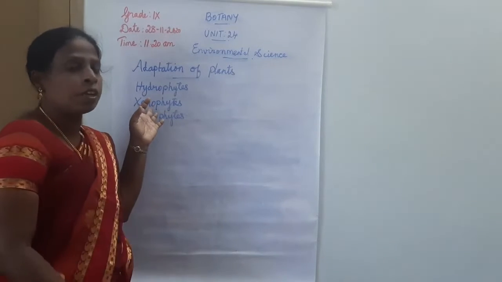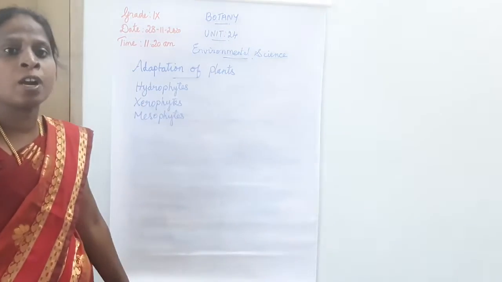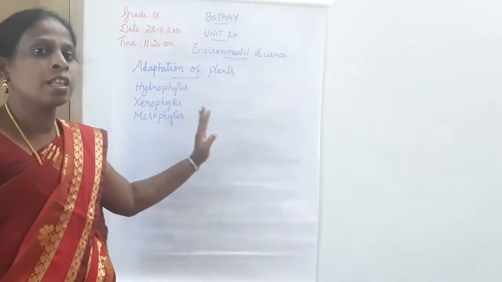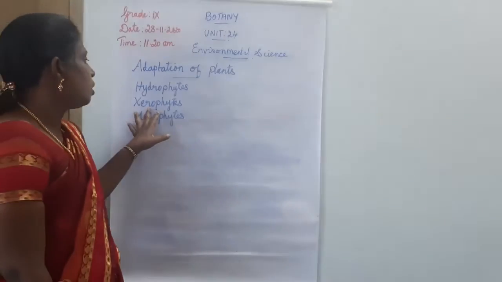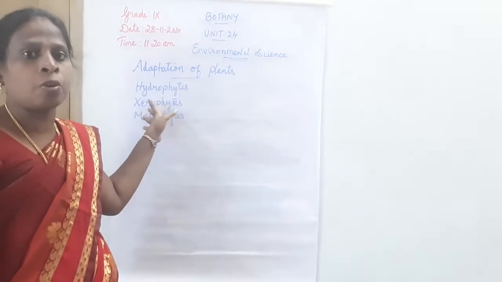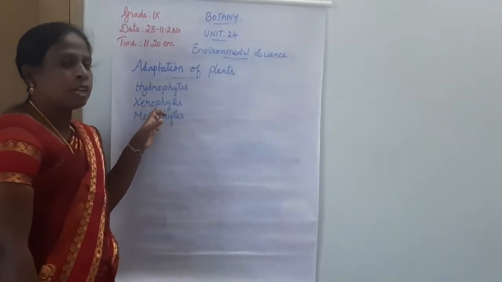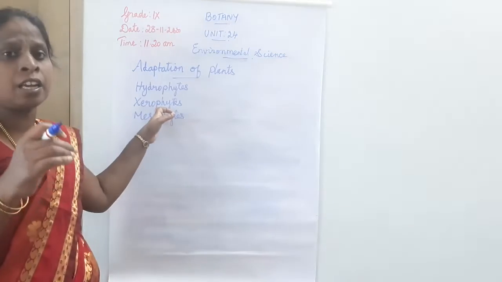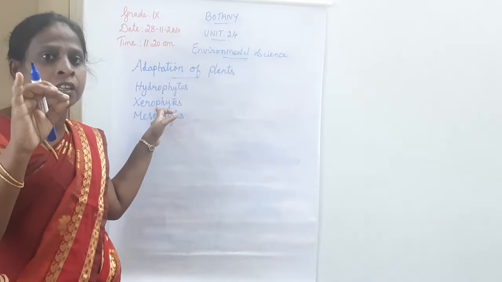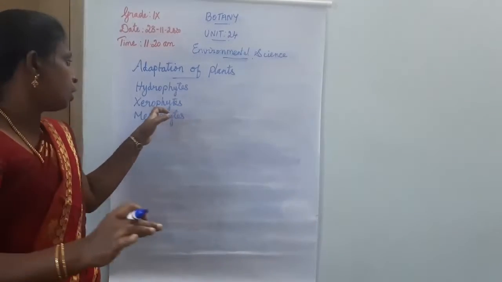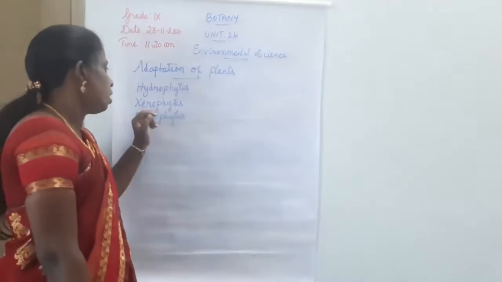Today we are going to learn about the next one, that is xerophytes. First we will learn what xerophytes are. The plants which are grown under dry habitat are called xerophytes. In the dry habitat the temperature is very hot. In that condition the plants are growing. Those types of plants are called xerophytes.